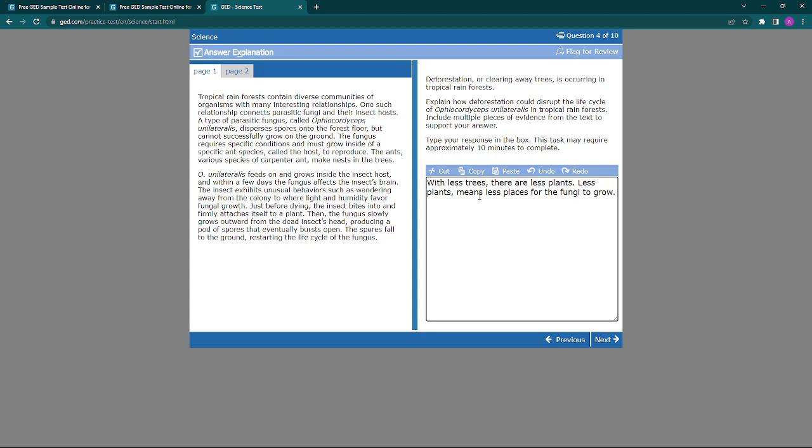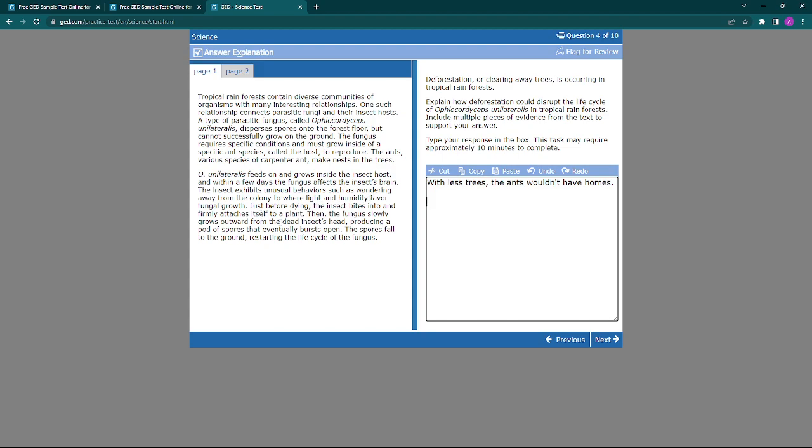However, it depends on whether the plants can still survive without the trees, so it depends on where the deforestation is occurring. But oh no, it does say they need to make nests in the trees. The ants make nests in the trees. So with less trees, the ants wouldn't have homes. So right there, that's one thing. Just boom.